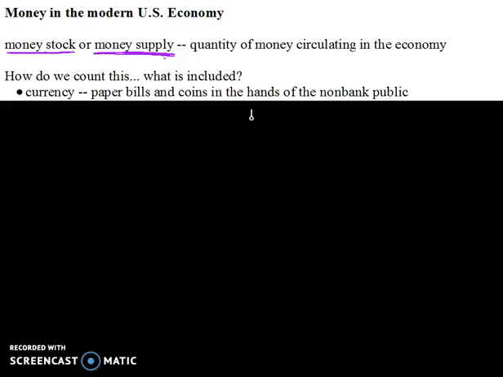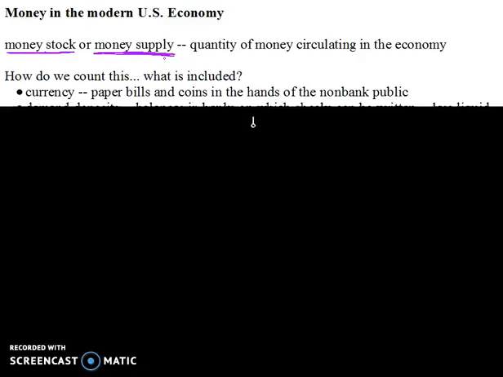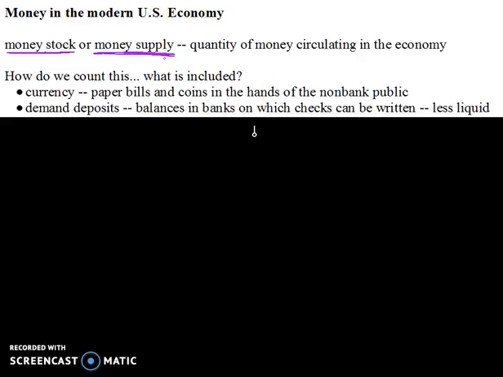But then things get more complicated, because I could go to the grocery store and buy my groceries and give the grocery store $50. That would be one way to do it. But I could also write them a check. And so the next thing that we could call money are what are called demand deposits, or what most people call checking accounts: balances in banks on which a check can be written. Now, isn't that money? I go to the grocery store, I write a check for $50, and they give me groceries. That sure feels like money.